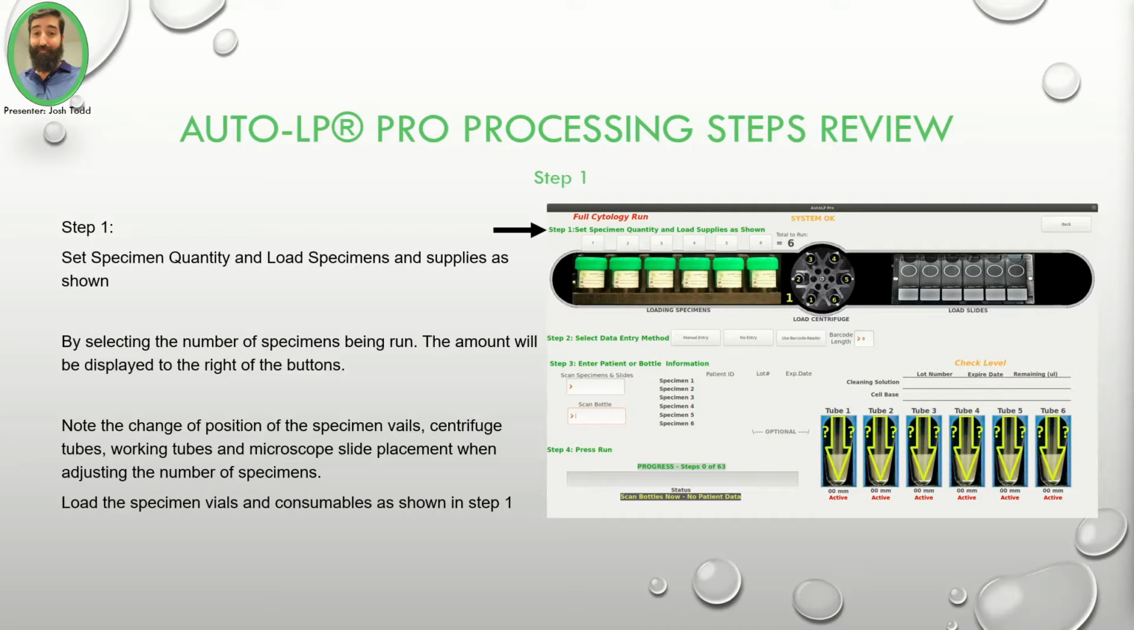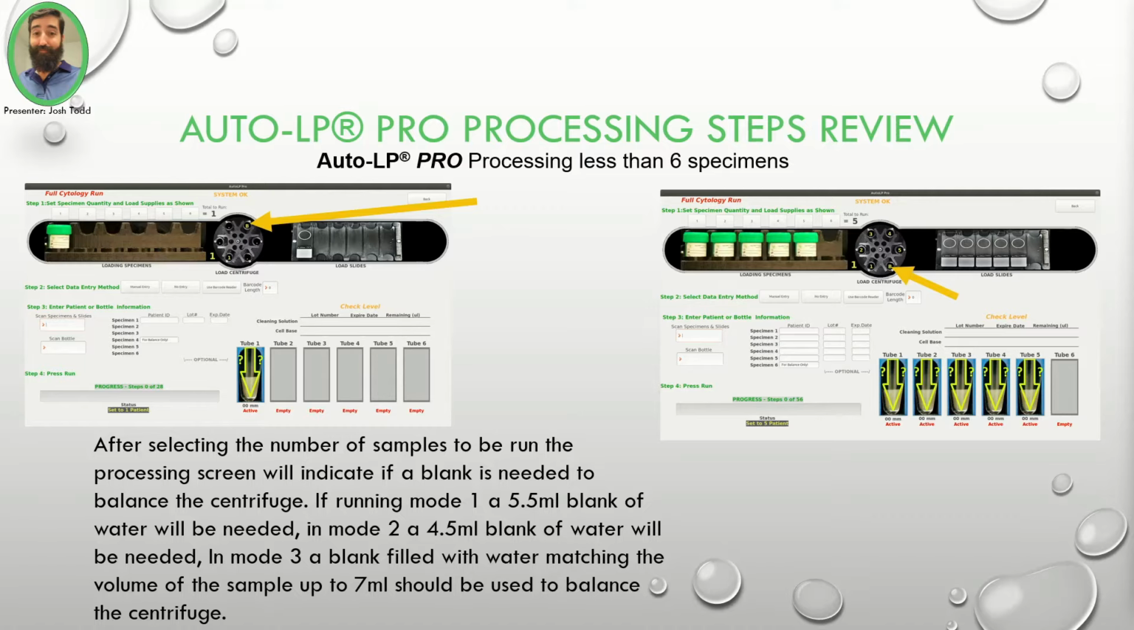By selecting the number of specimens being run, the amount will be displayed to the right of the buttons. Note the change of position of the specimen vials, centrifuge tube, working tubes, and microscope slide placement when adjusting the number of specimens. Load the specimen vials and consumables as shown in Step 1. As you can see here, when processing less than 6 specimens, the processing screen changes to show where to load the specimens and consumables.